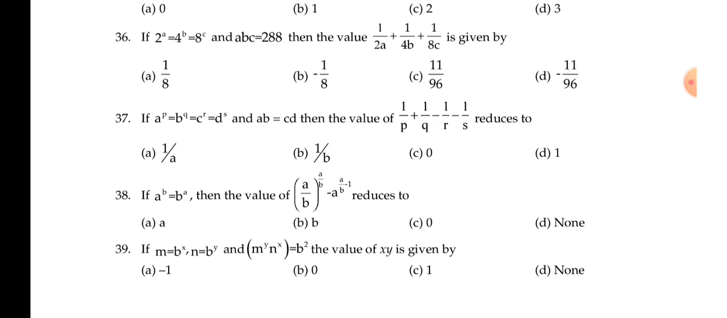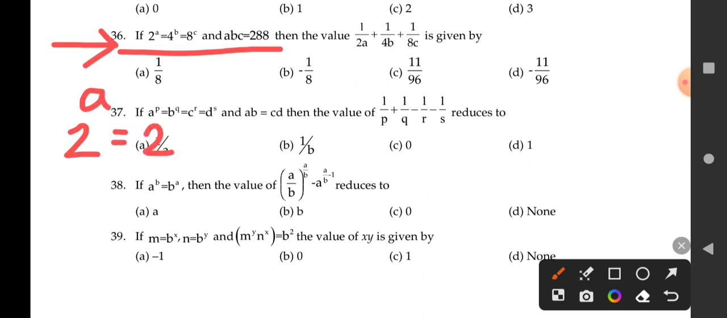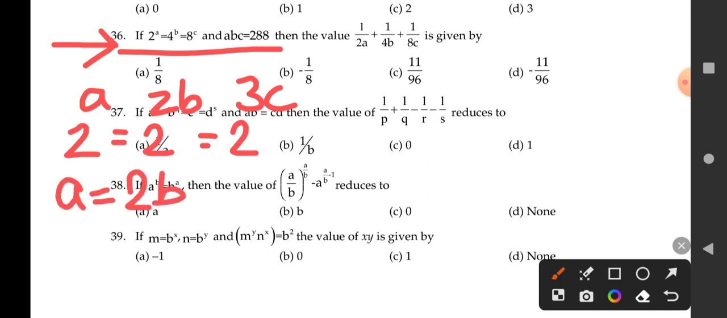Next question, question number 36. So now how are you going to solve question number 36? This is again a very good question. Let us first translate this first equation into base of 2. So we have 2 power a is equal to 2 power 2b is equal to 2 power 3c, right? 2 square is 4 and 2 cube is 8, right? So now we get a equals 2b equals 3c, correct?